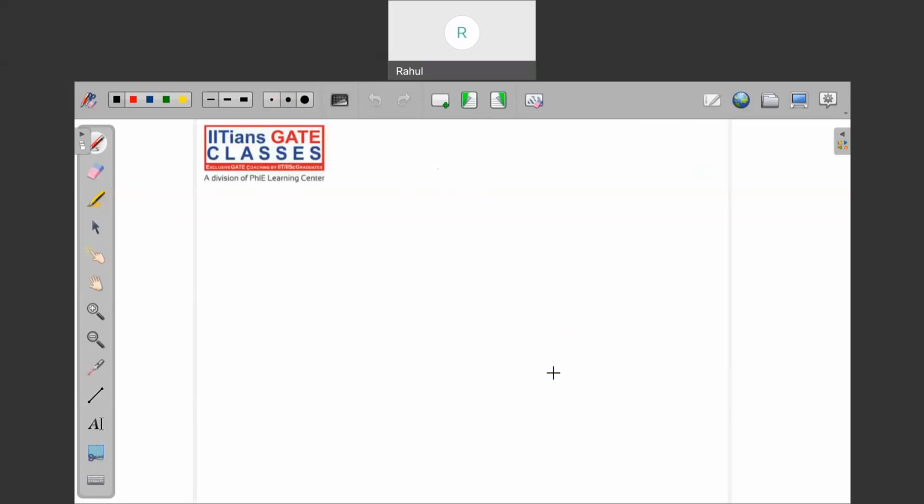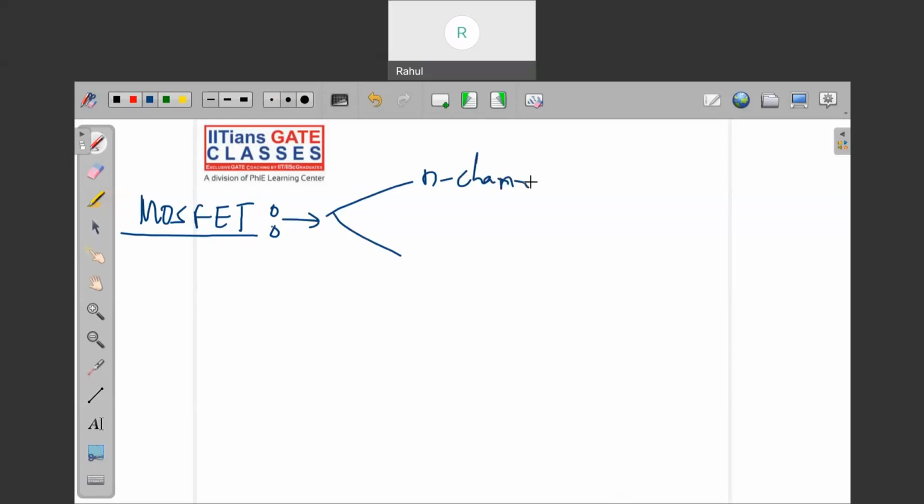So let us talk about one very important topic, that is MOSFET, because I haven't discussed MOS. So MOSFET, and then we will discuss a few problems. MOSFET means metal oxide semiconductor field effect transistor. We will discuss only one kind of MOSFET, that is the enhancement kind, N-channel enhancement MOSFET. And there is also the P-channel MOSFET.